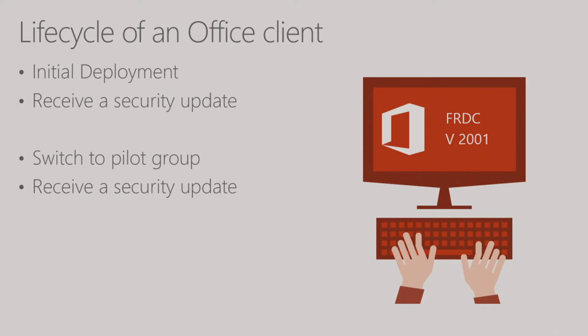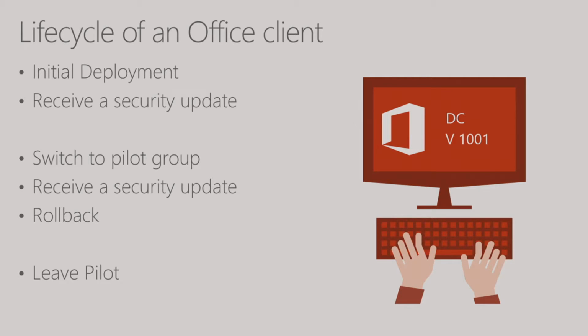So maybe this employee at some point in time is no longer an application owner, so they don't want to be part of the pilot group anymore. They want to go back into the production build. So they leave the pilot and go from first release deferred channel back to deferred channel. And then we also have to downgrade the version. So they are not running feature build 2000 anymore. They go back to version 1000.